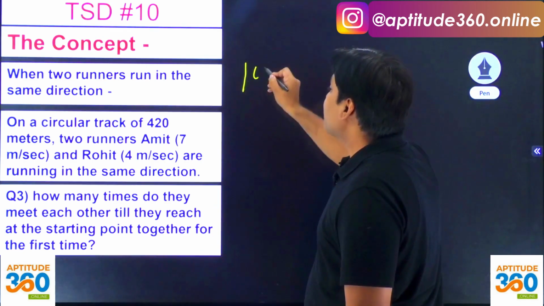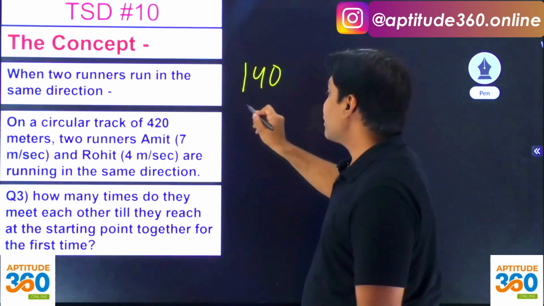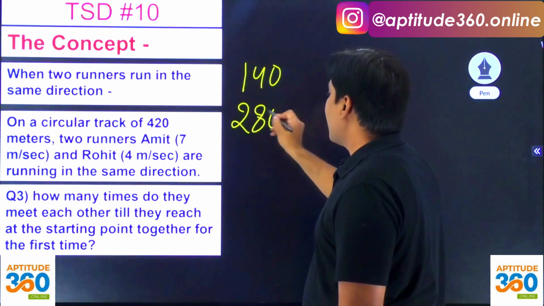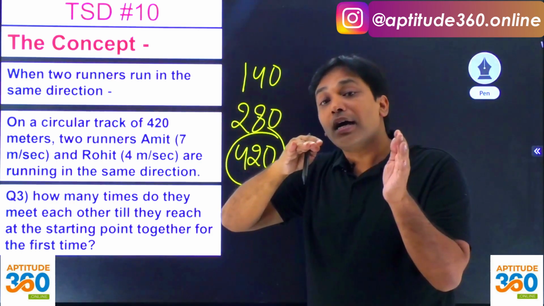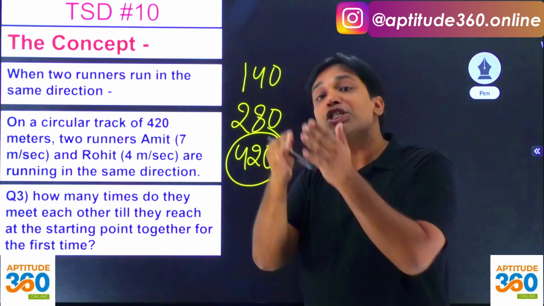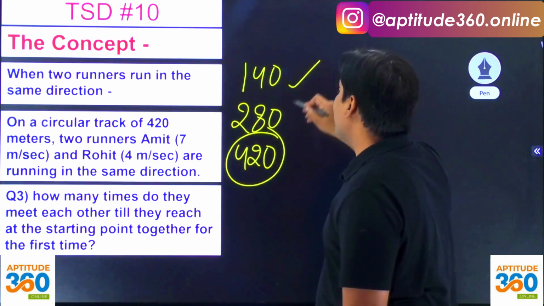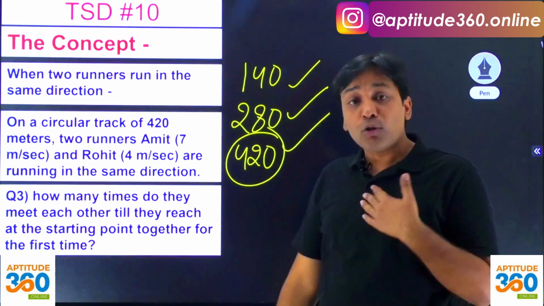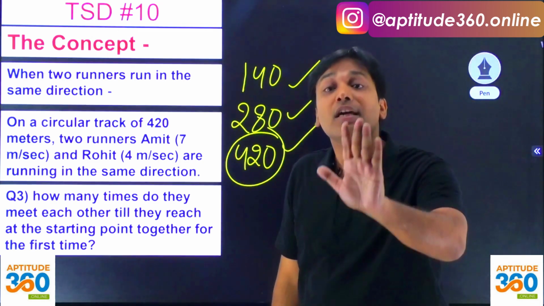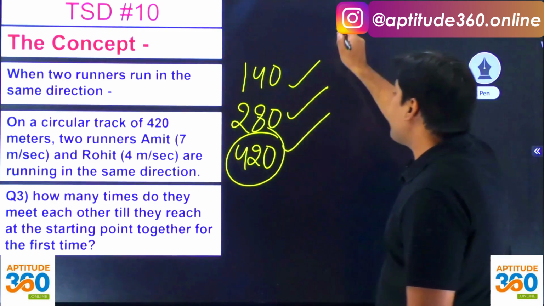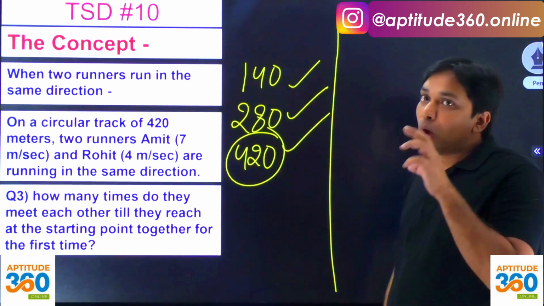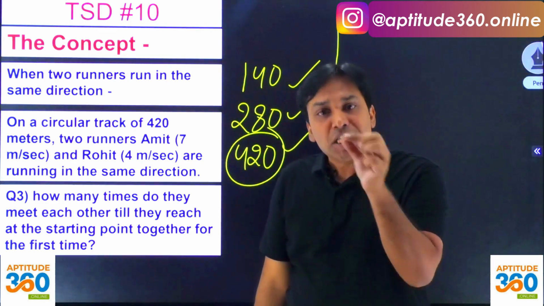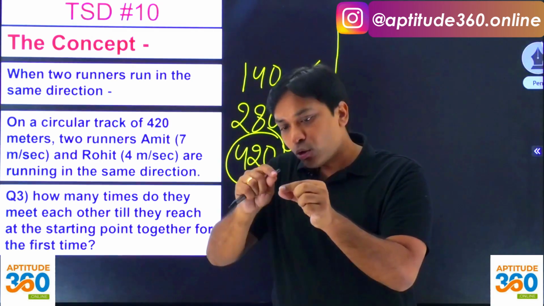भाई अगर आप 140 सेकंड के बाद मिलते हो, एंड देन 280 के बाद मिलते हो, एंड देन 420 के बाद मिलते हो, और 420 इज गोइंग टू बी द नंबर ऑफ सेकंड जहां पे वो इनिशियल पोजीशन पे मिलेंगे, तो पहली बार हो गया, दूसरी बार हो गया, तीसरी बार हो गया. मैं कह रहा हूं कि इतनी कैलकुलेशन भी करने की जरूरत नहीं है, आप इसको समझने की यहां पे कोशिश करिए.